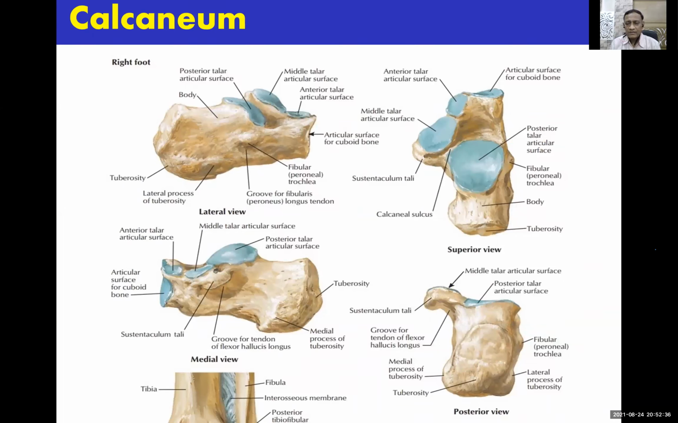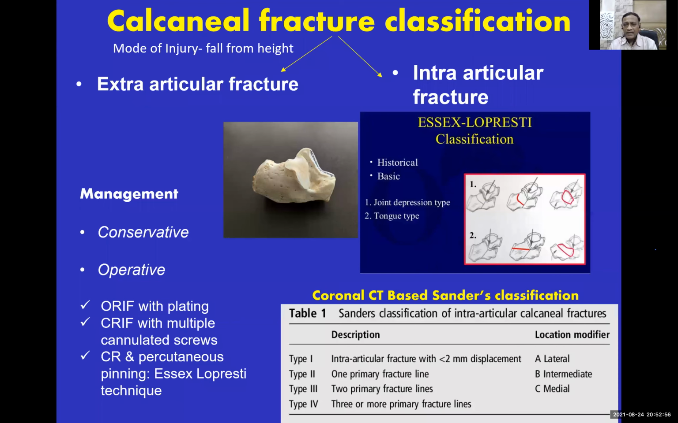The next bone, which is calcaneum, a lot of interest is developed, especially by the foot and ankle surgery. Previously, all fractures. Main is about the fracture. So you should know the different anatomical features of the calcaneum, which are shown in this picture. The commonest question would be the calcaneal fracture.